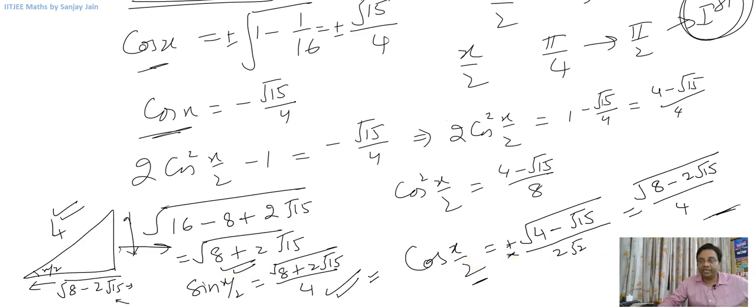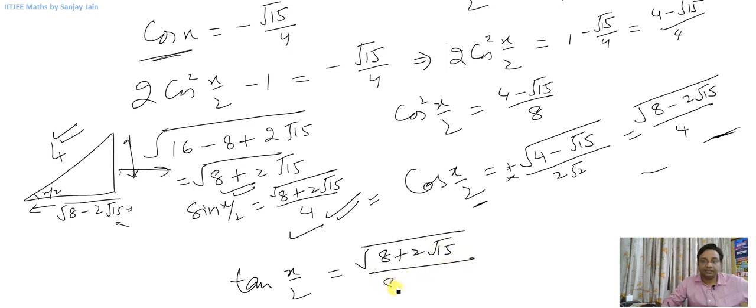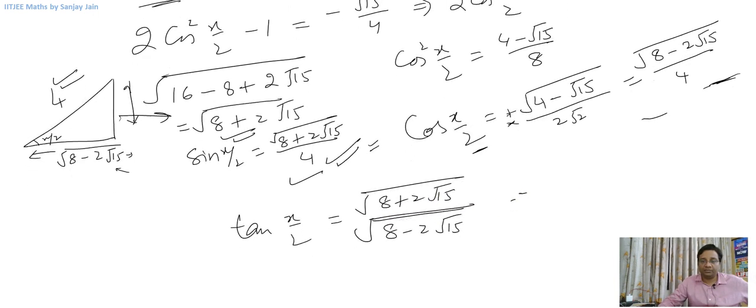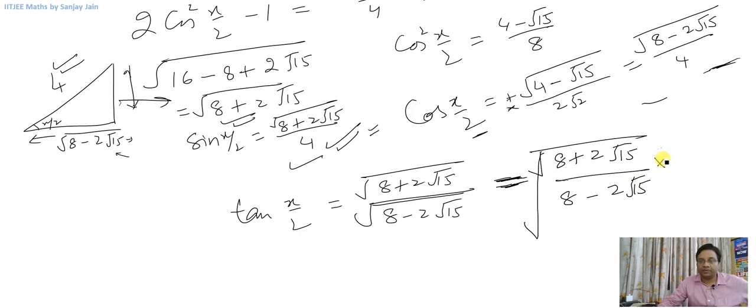So of course tan x by 2 is pretty simple. Tan x by 2 is just the ratio of these. So tan x by 2 can be obtained by dividing this by this expression, 8 minus 2 root 15. And you can take them inside and then rationalize these to further simplify it. How? Let me show you. This is not negative sign. So I can write it as 8 plus 2 root 15, and then I multiply the denominator as well as the numerator with 8 plus 2 root 15.